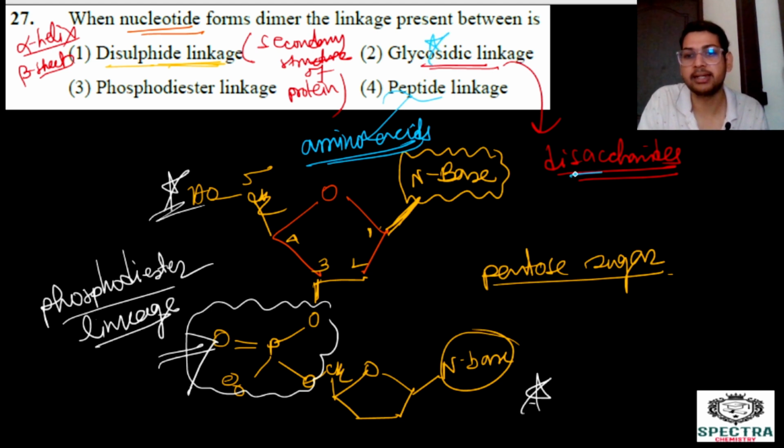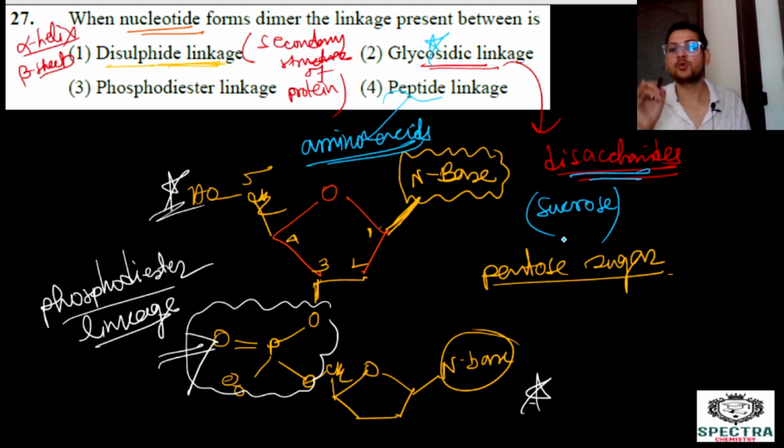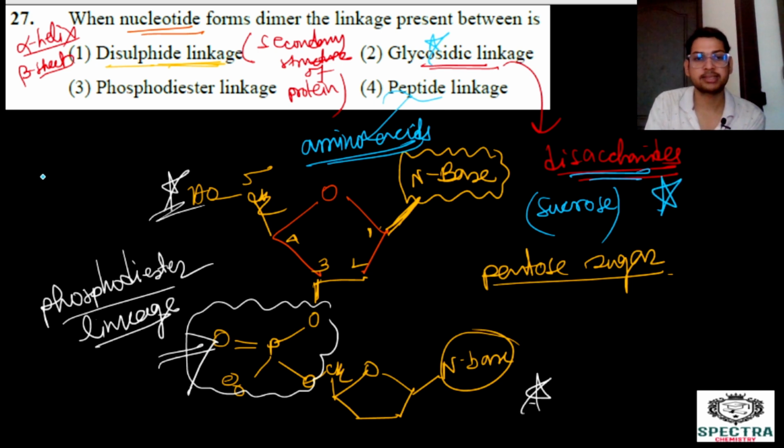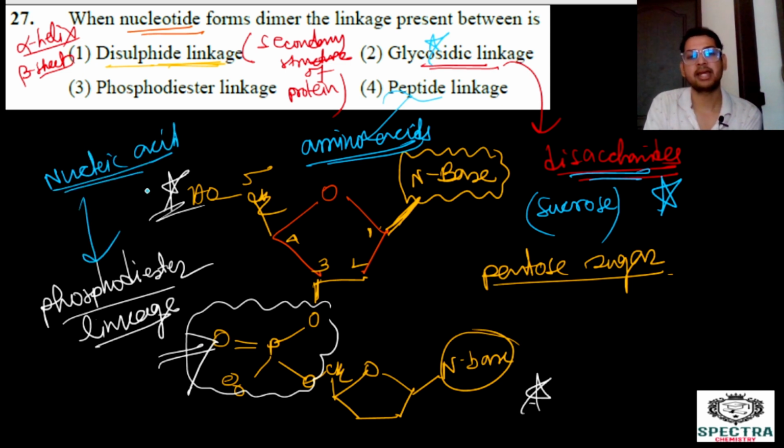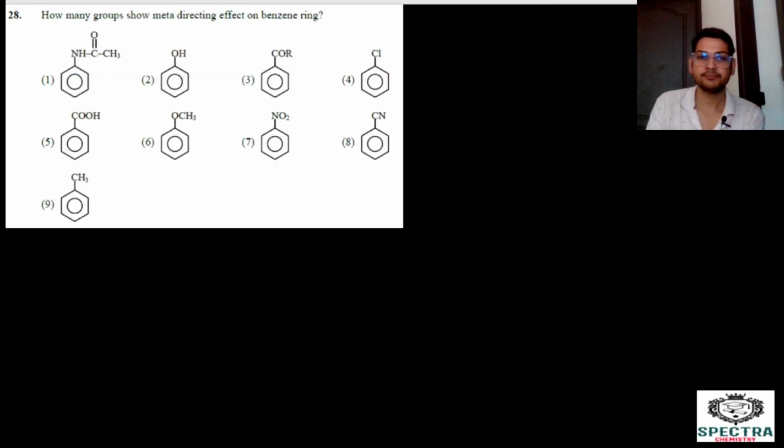Glycosidic linkage we will get in disaccharide. Disaccharide means, suppose you are having sucrose. Sucrose is what? Glucose plus fructose, right? And between glucose and fructose you are having a glycosidic linkage. And in nucleic acid, what are you having? Phosphodiester linkage. Got it? Okay. So this question is super easy.